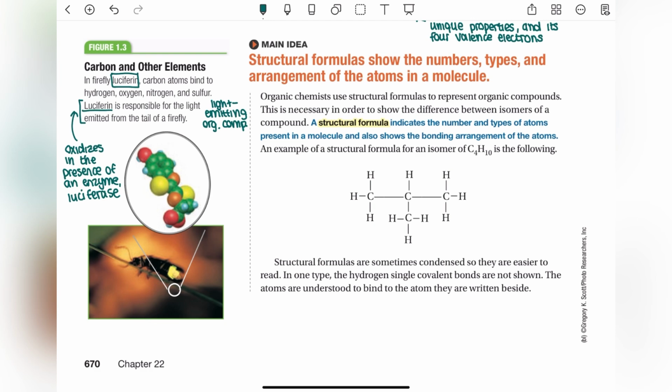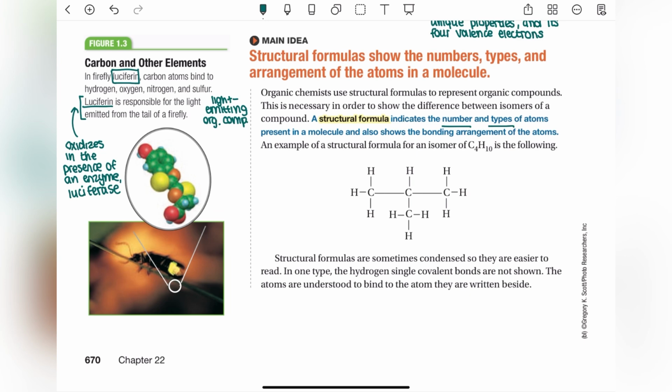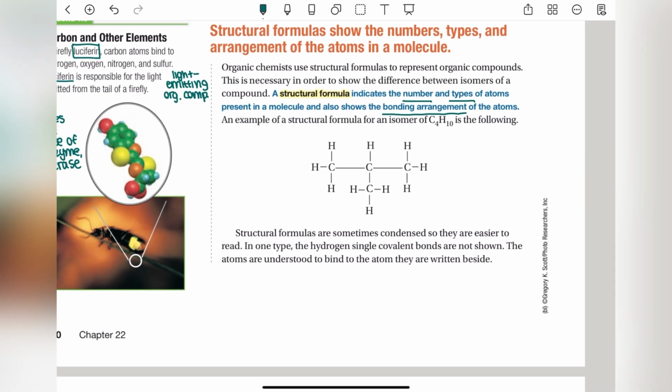A structural formula indicates the number and types of atoms present in a molecule and also shows the bonding arrangement of the atoms. An example of a structural formula for an isomer of C4H10 is the following. So here we see an example of a structural formula. And structural formulas are sometimes condensed, so they are easier to read. In one type, the hydrogen single covalent bonds are not shown. The atoms are understood to bind to the atom they are written beside.